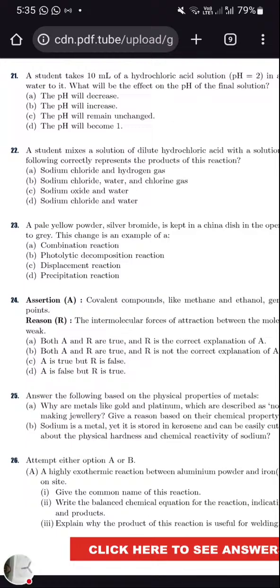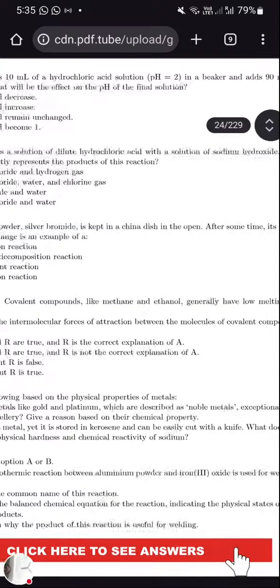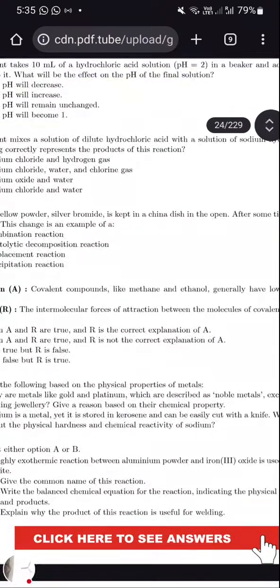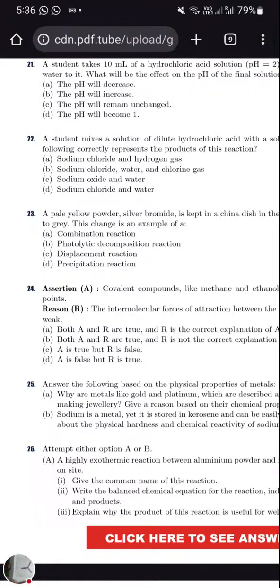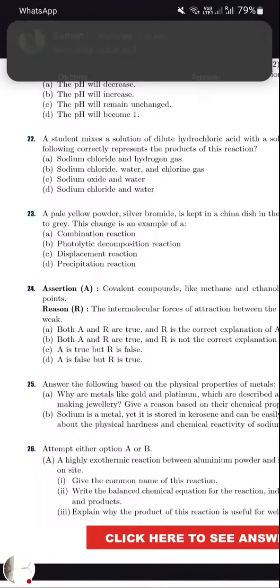Sodium chloride. HCl plus NaOH. So it will form NaCl plus water. For question number 22, you wrote option number A. How will it be A? Sodium chloride and hydrogen gas? There will be formation of water. HCl plus NaOH, sodium hydroxide was there. So NaCl plus water will form.